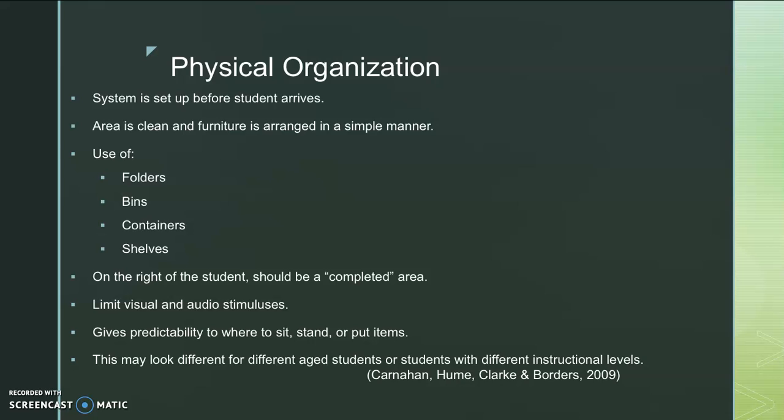Having chairs and using different colored tapes allows our students to know where they need to be and what they need to be doing. So this may look different for different age students or students with different instructional levels. For example, a student who is in primary grades may have an environment which is color-coded, while another student, possibly in high school, may have a learning environment that is more independent and more appropriate for their age.